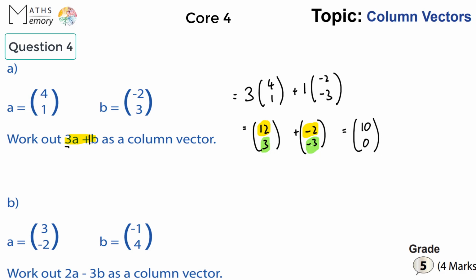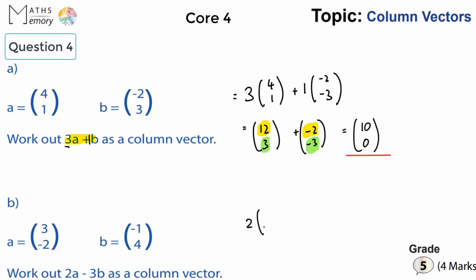So let's look now at part B. Part B is the same sort of thing, slightly more difficult, but really the same kind of method 100%. So let's go through this and see what we mean. A this time is 3 minus 2 and B is minus 1, 4. Work out 2a minus 3b as a column vector. So 2 represents our scalar or magnitude, and 3 over here is, again, the scalar or magnitude on this column vector B. Let's write it out like we did before.